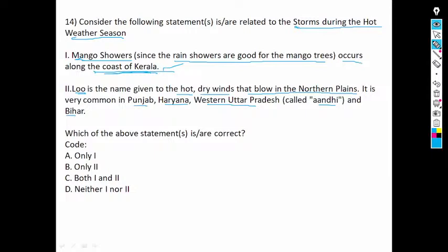Mango showers occur in the coast of Kerala. This is correct. And Lu is the name given to the hot dry winds that blow in the northern plains. It is very common in Punjab, Haryana, and Western Uttar Pradesh and Bihar. This is also correct. So both are correct, C.